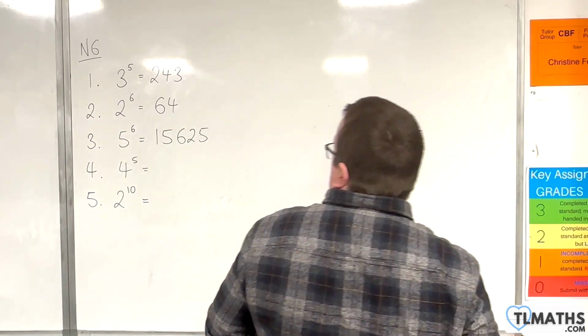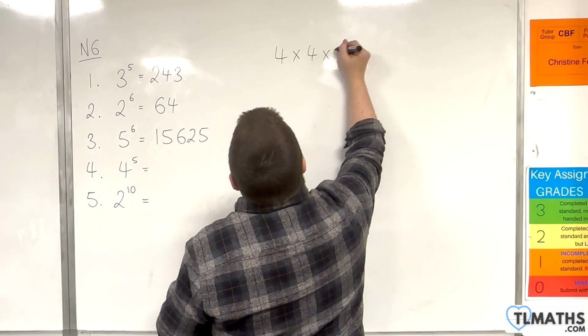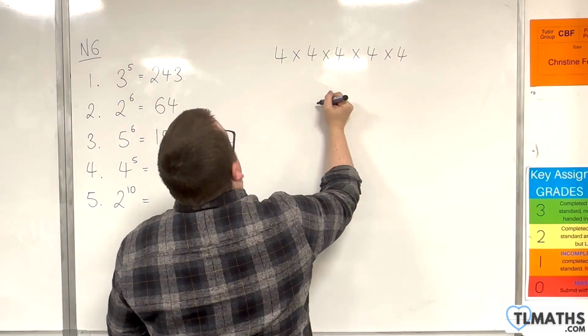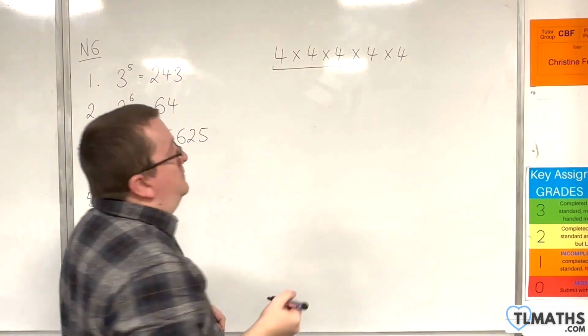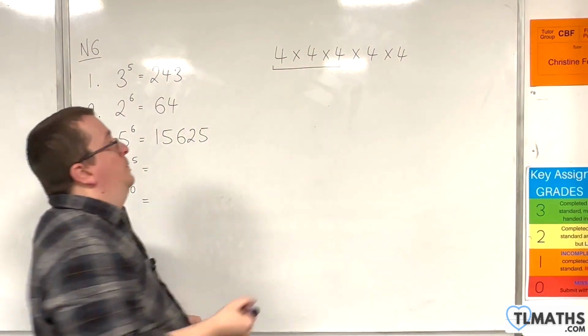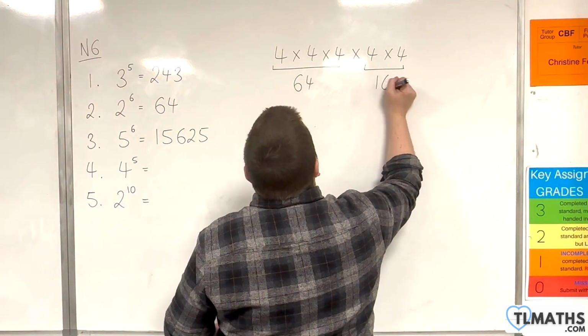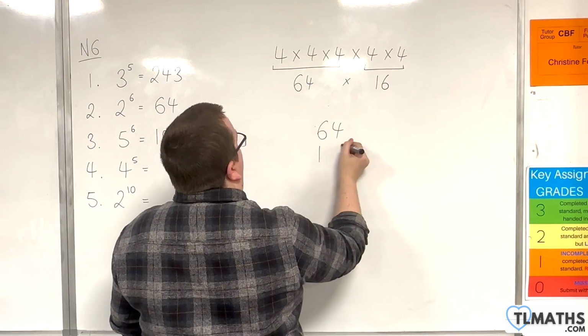Okay, number 4. 4 to the power of 5. So 4 times 4 times 4 times 4 times 4. Now, 4 times 4 times 4 is 64. And 4 times 4 is 16. So we need to multiply 64 by 16.